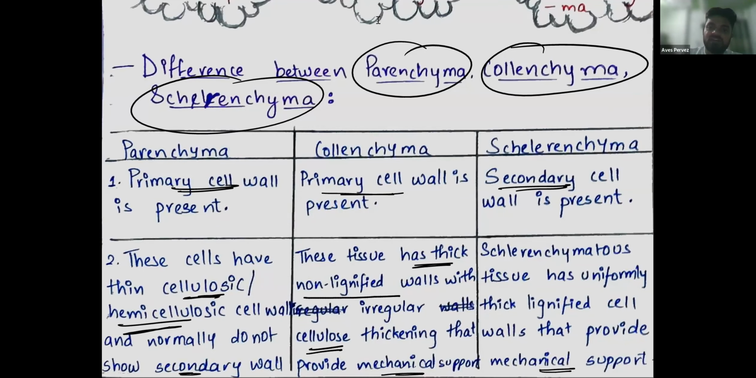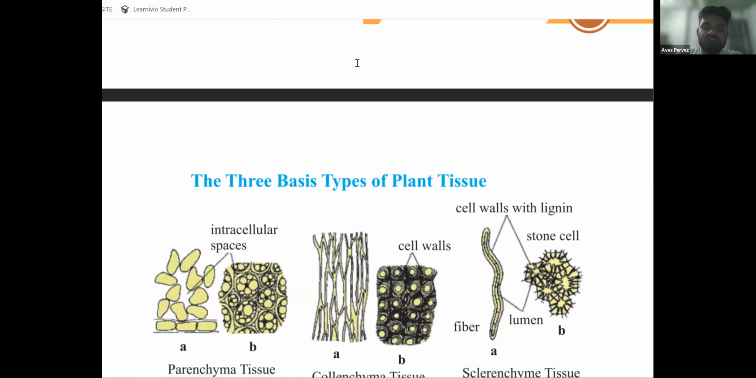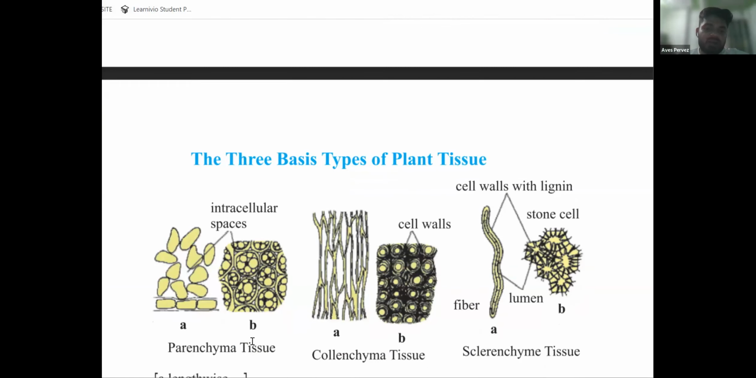Like we have these three types of tissue. The one is the parenchyma tissue. There is intercellular space present, and they are not very tightly packed, and they have a cellulosic cell wall. The next one has an irregular cell wall. And another one is the sclerenchyma, which consists of stone cells. We can say that it is very hard, with a cell wall with lignin. Lignin is a very hard substance, so we can simply say that lignin is present in this type of tissue.